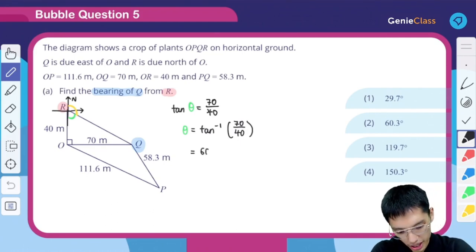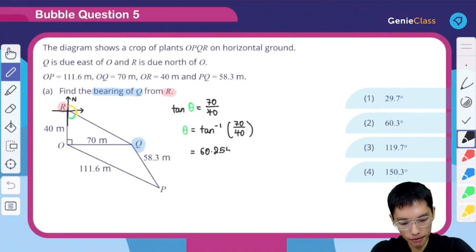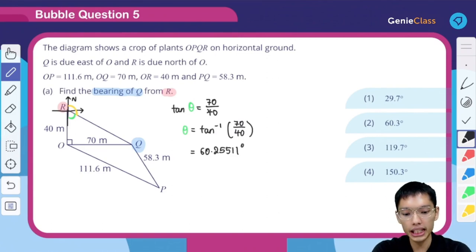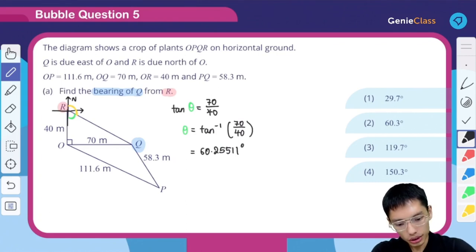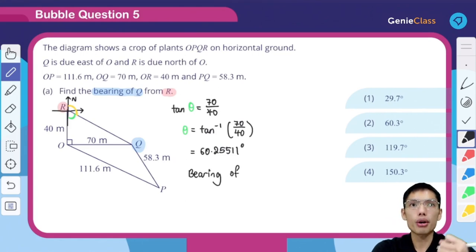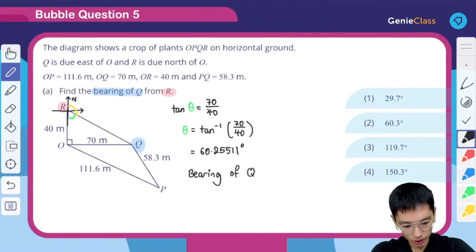This is equals to 60.25511 degrees. It is a green one. Now, if I were to find a green one already, how do I find my yellow one? So therefore, my bearing of Q from R. Okay, bearing of Q from R.